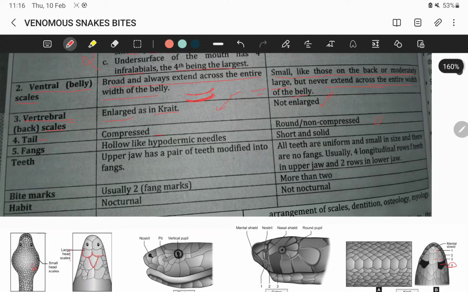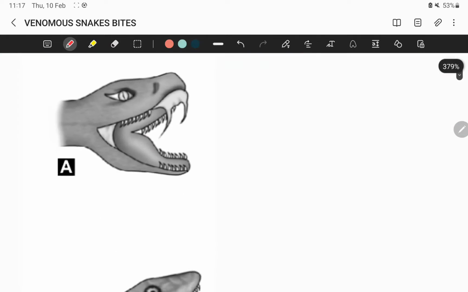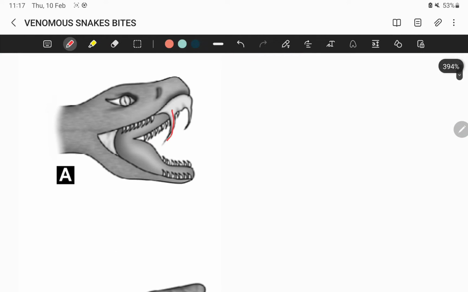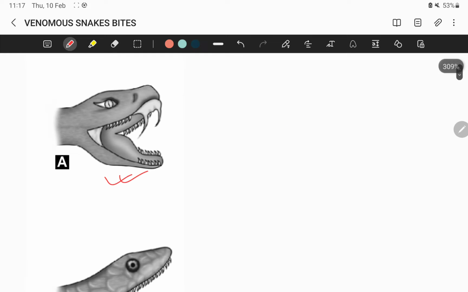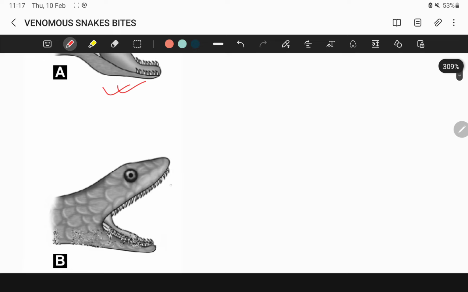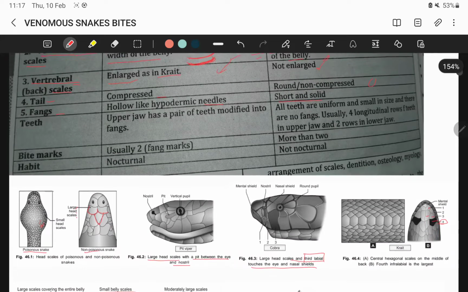Okay, and then fangs. Fangs means the teeth, right? So it is hollow like hypodermic needles, like injection needles, right? And then it is short and solid. So here it is hollow. This is the fang. If we cut the fang like this and see, it will be pipe-like, through which the venom comes out and injects you like a syringe, right? So this is the venomous. Fangs are hollow. And in the non-venomous, there are short teeth, and they are solid, not hollow, right?